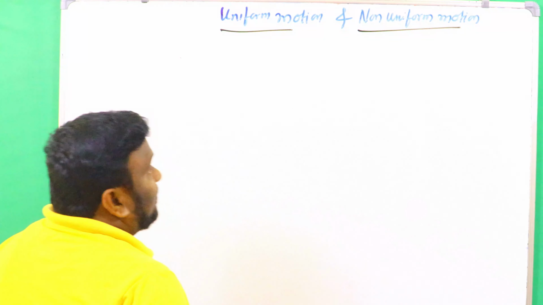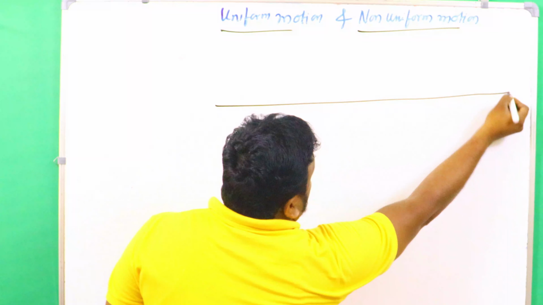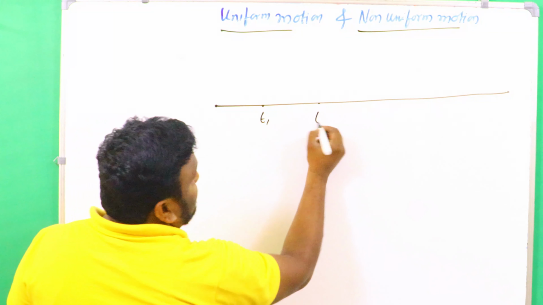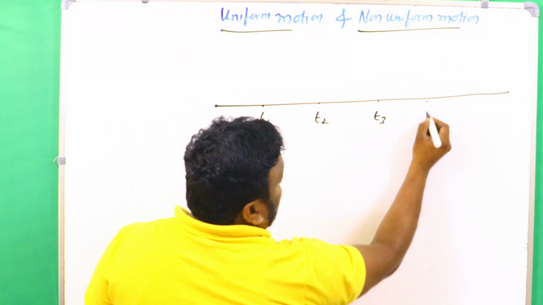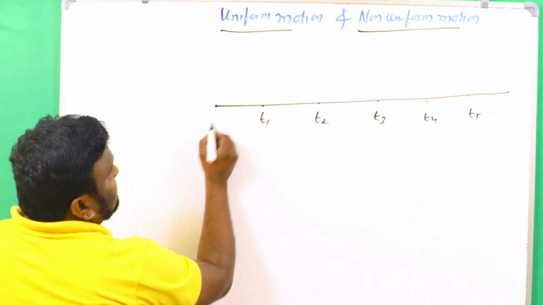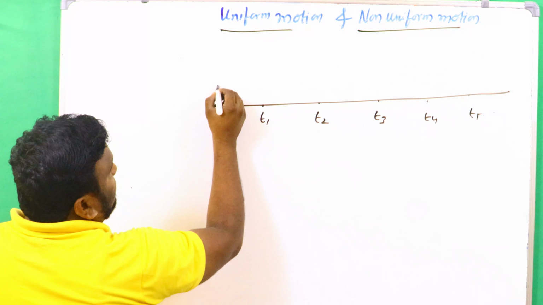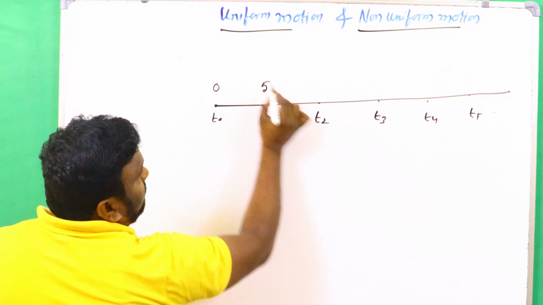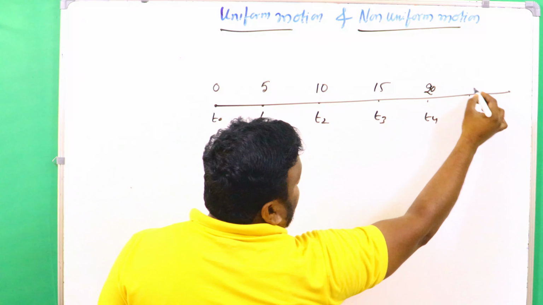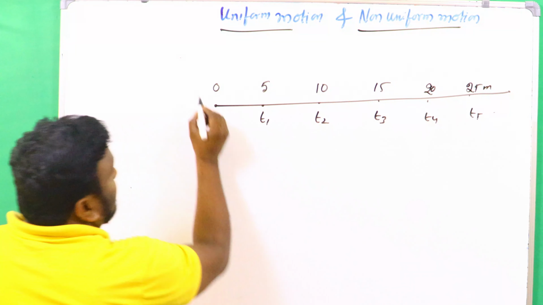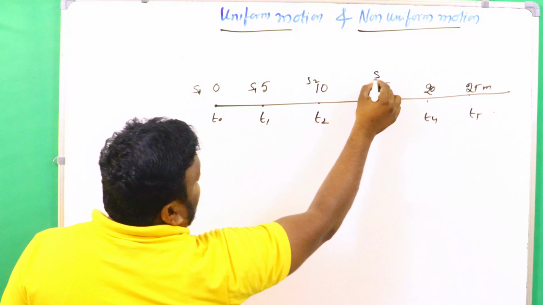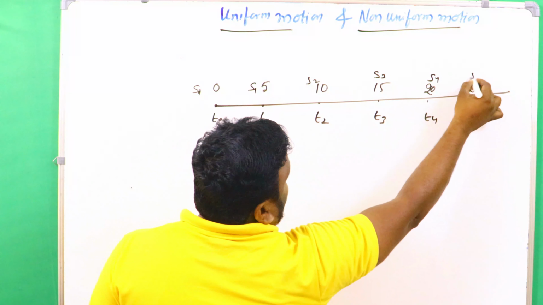To understand that, here we are showing the time intervals T1, T2, T3, T4 and T5 and so on. Here the distance traveled, at T0 is 0, and then 5, 10, 15 meters, 20 and 25 meters. So this is S0, S1, S2, S3, S4, S5.